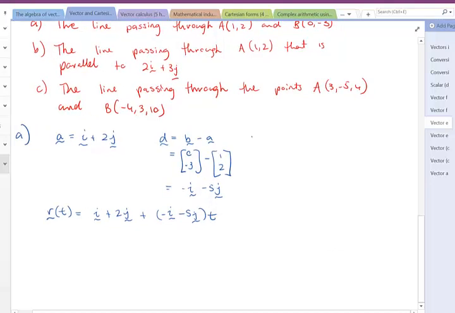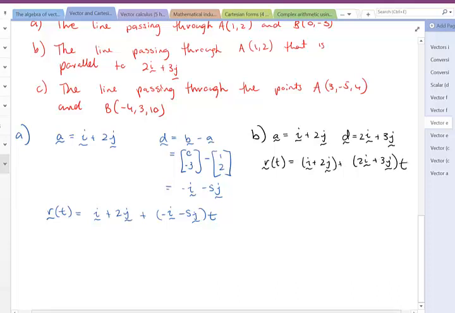The second one, part b, we're looking at the line passing through A(1, 2) again. So our initial position vector is the same. We've got i plus 2j. And we know it's parallel to 2i plus 3j, so that is giving us a direction vector. The direction vector is 2i plus 3j. So that means our vector equation of the line is going to be i plus 2j plus 2i plus 3j multiplied by that parameter t.